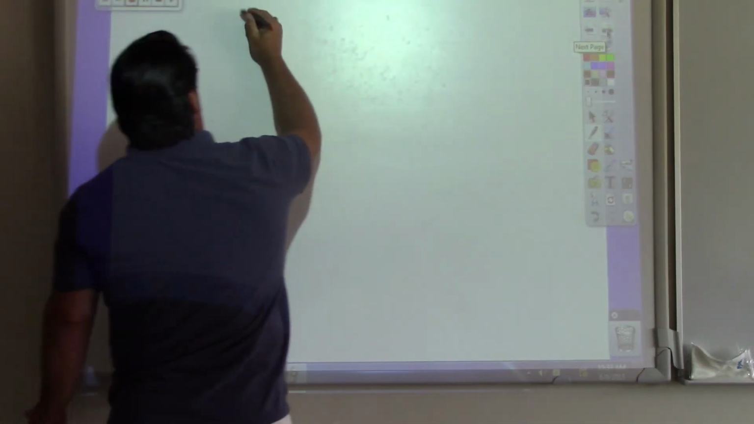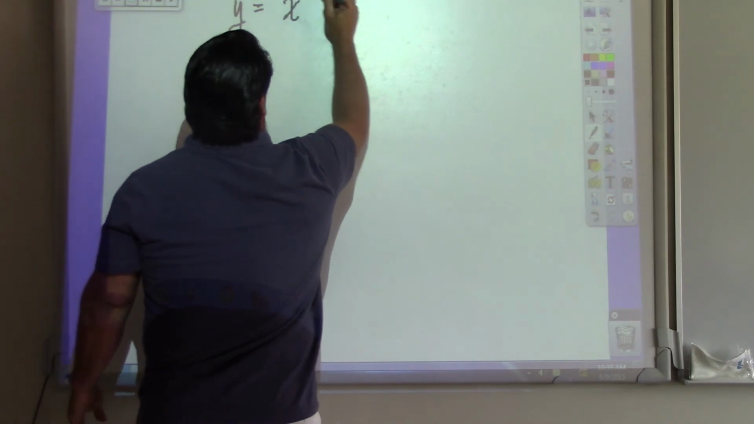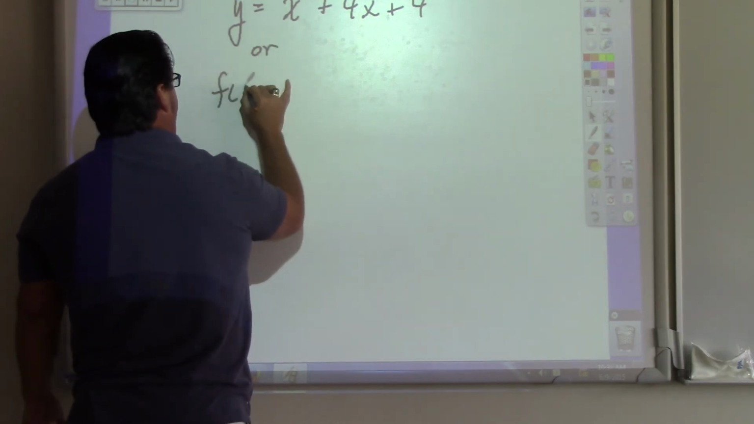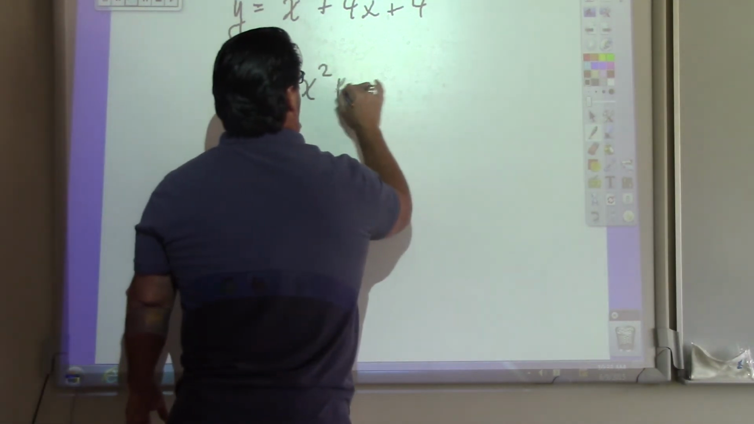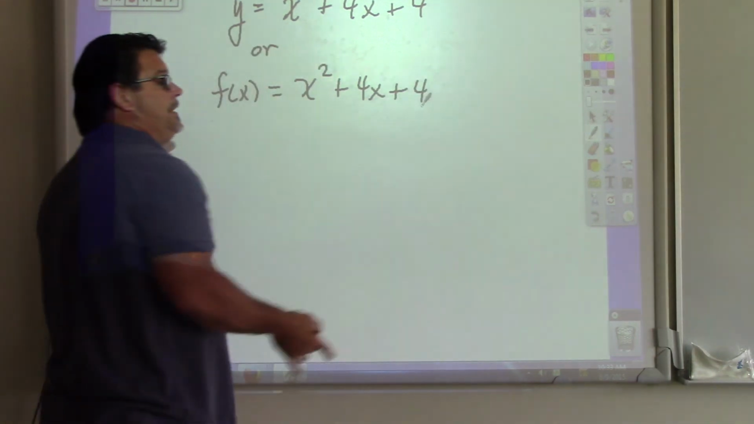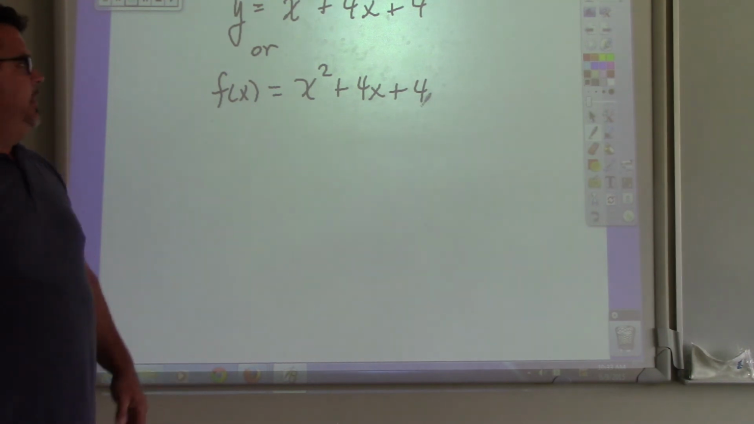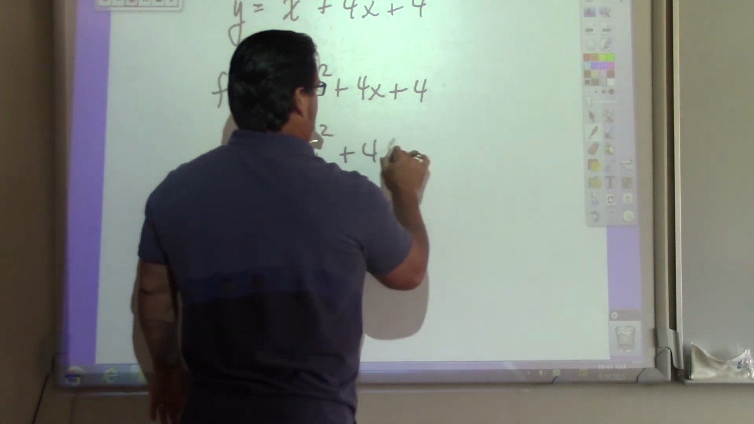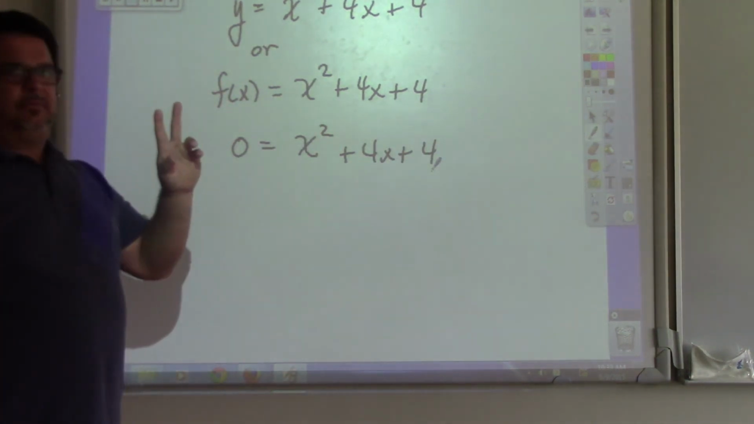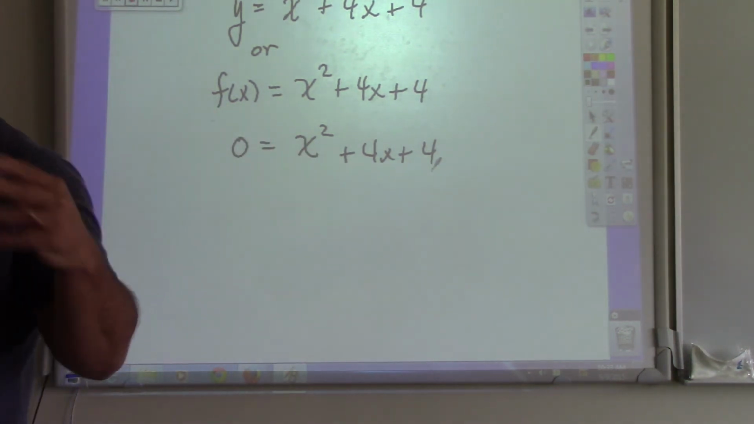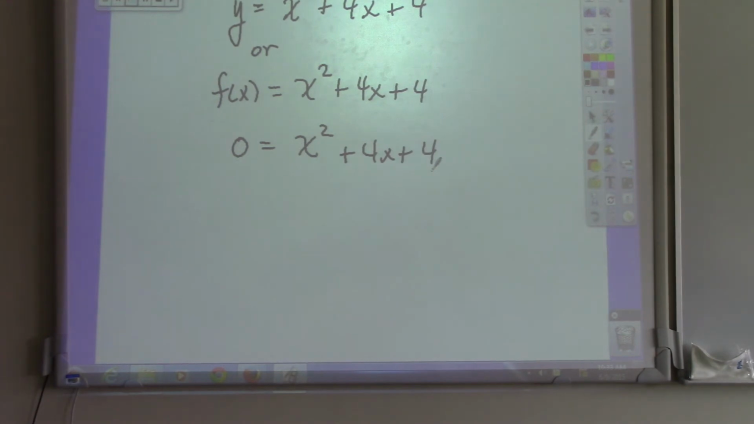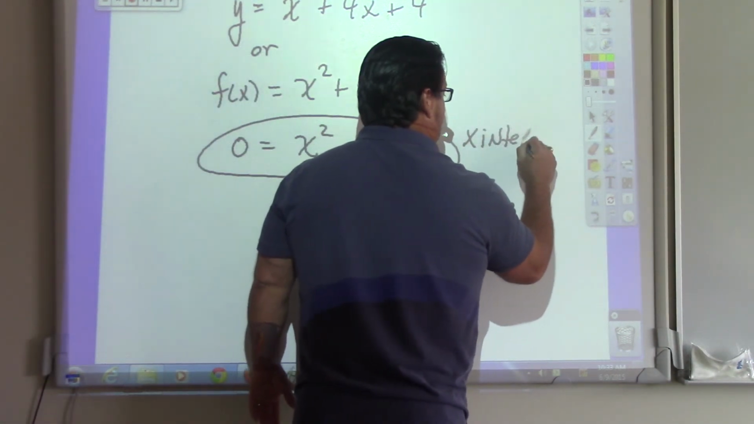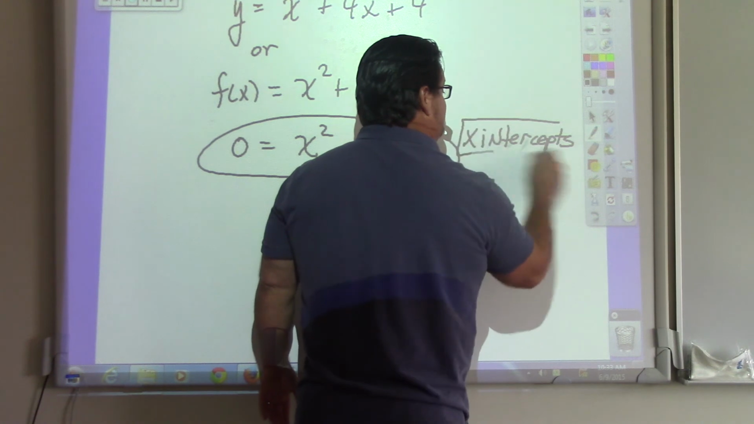Before, I used to give you something like this. y is equal to x squared plus 4x plus 4. Or f of x is equal to x squared plus 4x plus 4. And I told you to factor it and it would give you blah, blah, blah. Well, when you set y equal to 0, what are you finding? Method 2, graphing. When you set y equal to 0, what are you finding? The x-intercept. So when you're solving this, you're basically finding the x-intercepts.